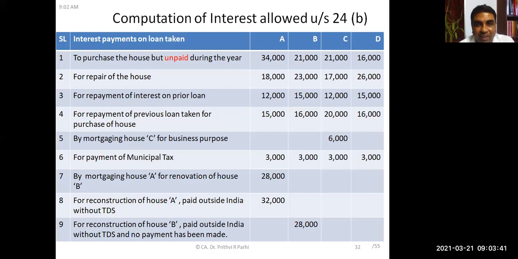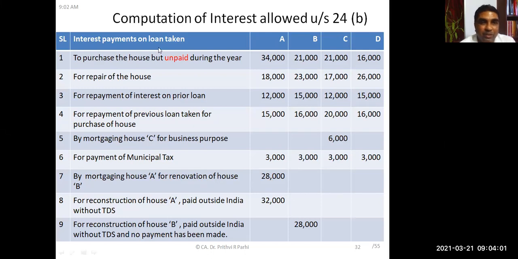Okay. Can you read the situations? 1, 2, 3, 4, 5. First item. Can you read it? Some of you. Purchase the house but unpaid during the year. You can simultaneously open a table A, B, C, D. You can think of which is to be allowed or not. Then I'll show you the answer.